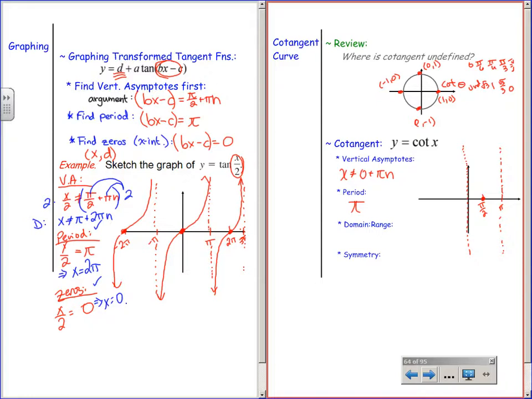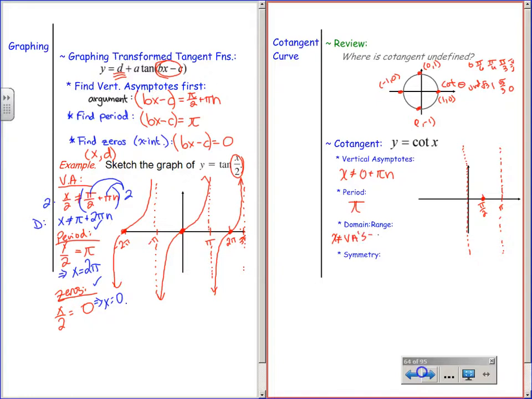Tangent said, no, no, no, no pi over 2. And cotangent says, no, no, no, no 0. Or pi, or 2 pi, or 3 pi. Cotangent says, I have domain. X just can't be the VAs, like we put up above.